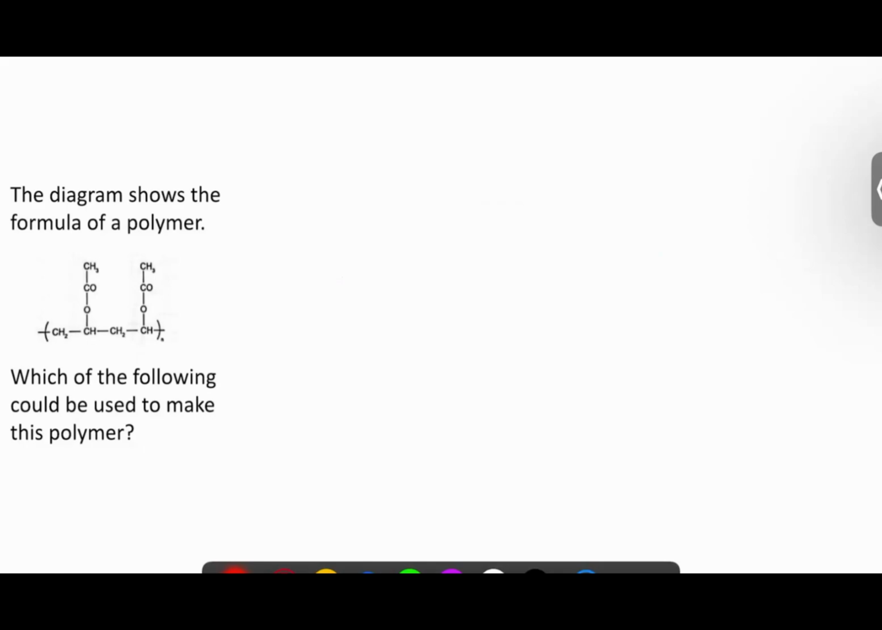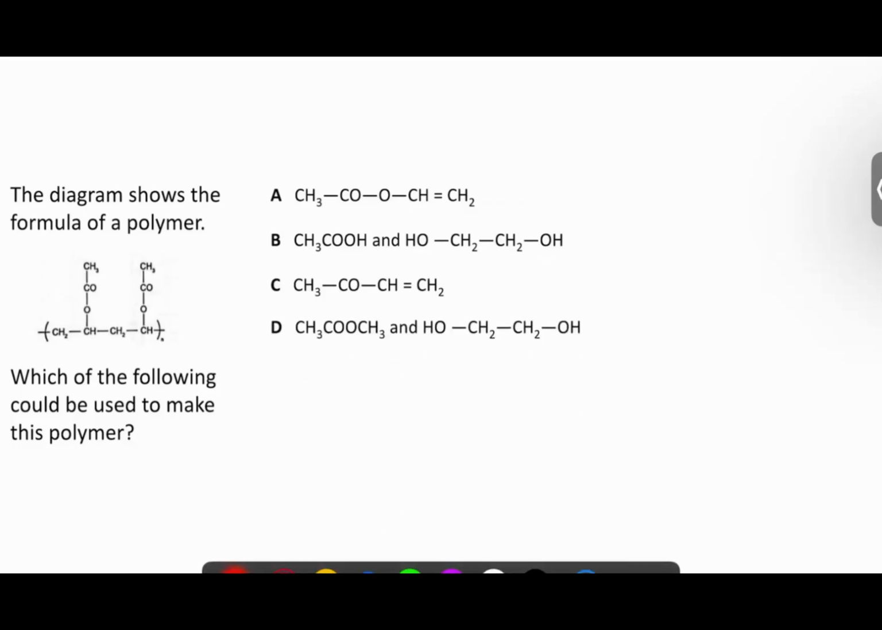The diagram shows the formula of a polymer. Which of the following could be used to make this polymer? What they want us to find out is actually the monomer of this polymer. To identify the monomer, you have to identify the repeating unit. Out of all these four examples, one of them is the repeating unit. In this case, what we look for is this repeating part, CH2 and CH2. So this is the repeating unit that we are looking for. So the answer would be A.